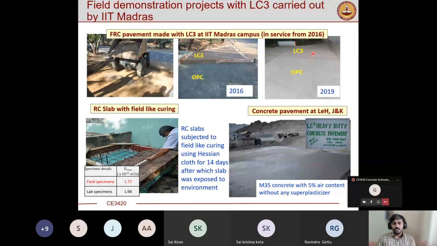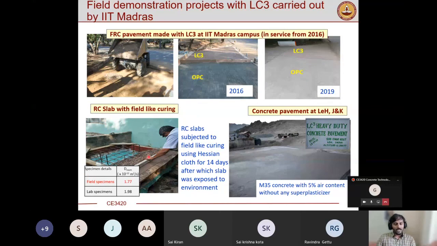It's kind of rigid, and there is not much difference because it's a new combination and the chemistry of the binder is different. We did some field studies. So you can go and check out the pavement. We did some RC slabs, which is similar. Like when you go look at a construction site, it will have reinforcement, right?